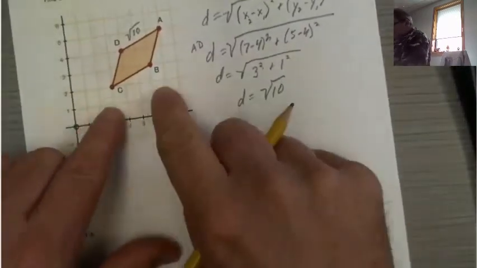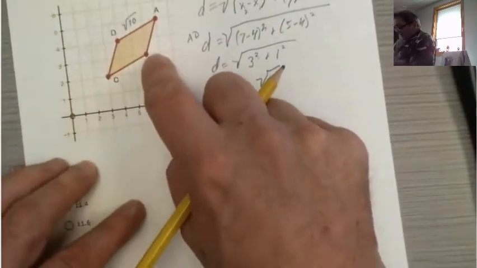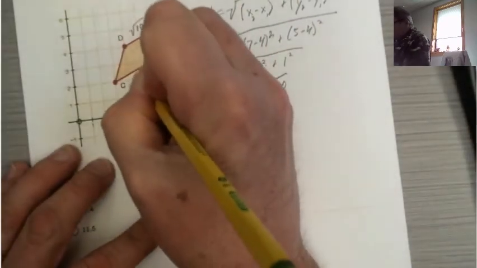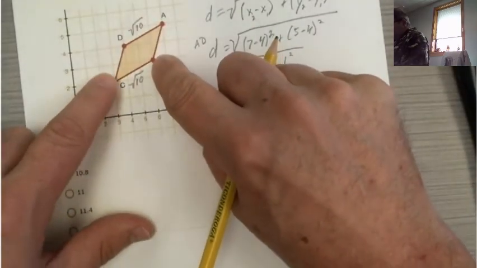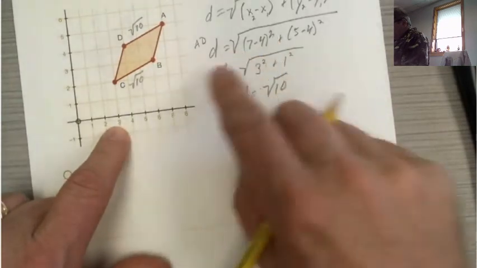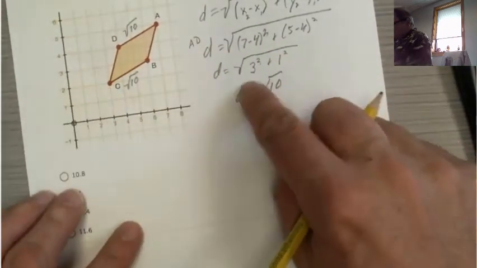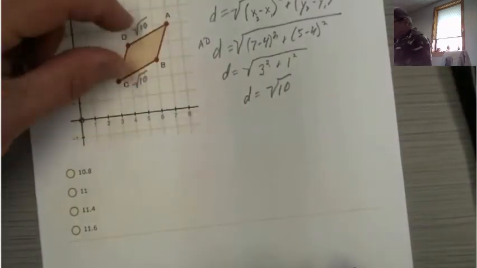Now, if we look at this, this is a parallelogram. So I don't have to worry about doing this one. It's going to turn out exactly the same. You can go ahead and calculate that: 6 minus 3 is still 3, and 3 minus 2 is still 1, and you're going to get the square root of 10. So both of those are the square root of 10. These should be the same also, being that this is a parallelogram.